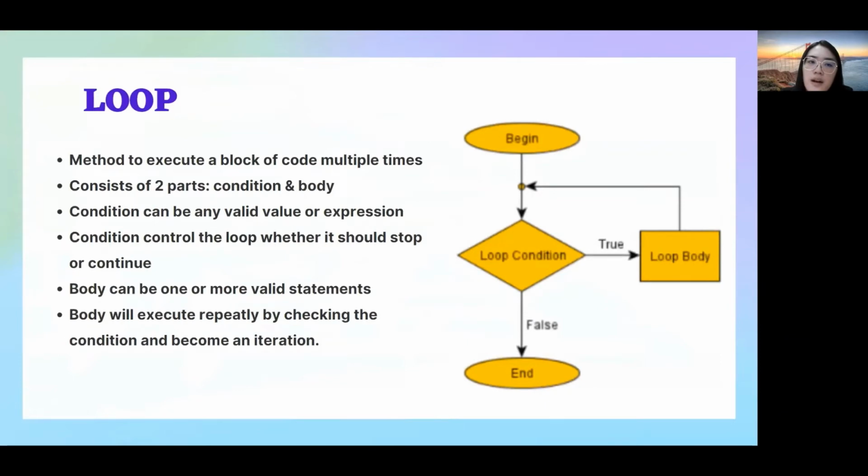So next, let us talk about loop. Loop is a method to execute a block of code multiple times. A loop consists of 2 parts, which are the condition and the body. Condition can be any valid value or expression, and it is used to control the loop, whether it should stop or continue. The body can be 1 or more valid statements, and it will execute repeatedly by checking the condition, and each repetition becomes an iteration. The flowchart of a loop is shown in the figure on the right.